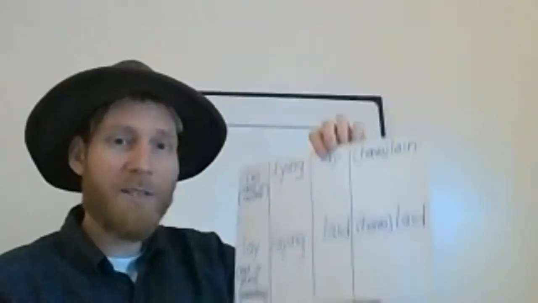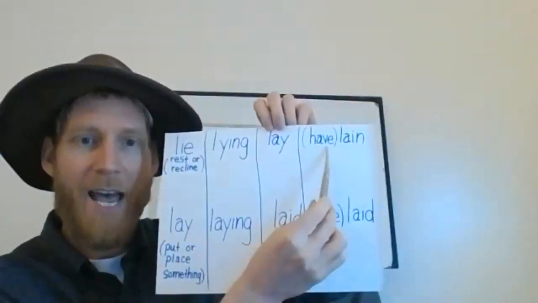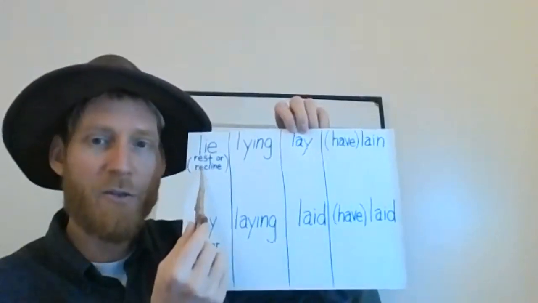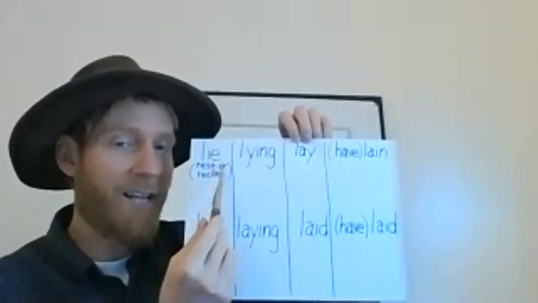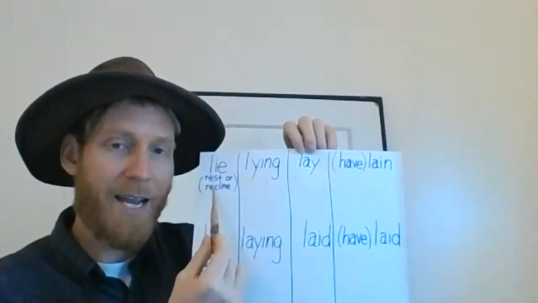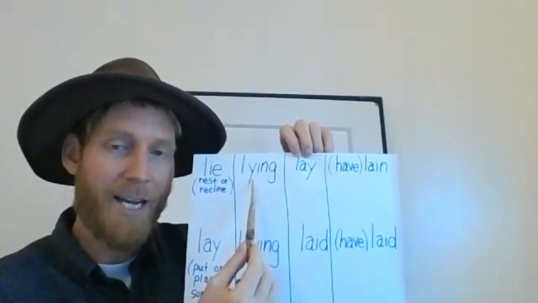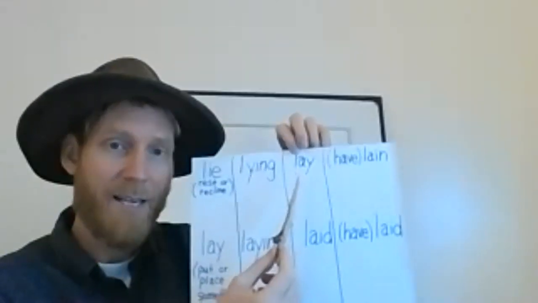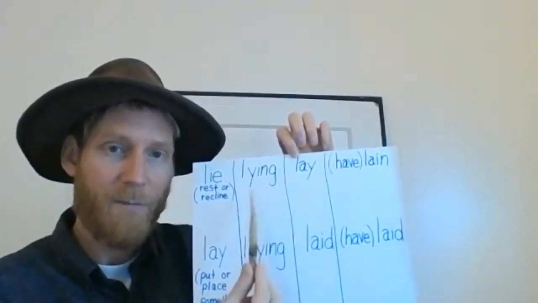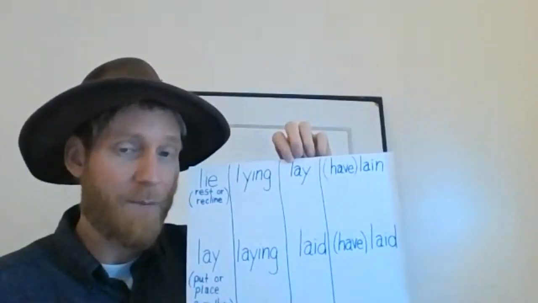These troublesome verbs: lie, lying, lay, have lain. This word lie means to rest or recline. Lie, lying, lay, have lain. I lie down when I go to bed. I am lying down, right? Yesterday I lay down for an hour. I did it in the past, it's lay. I have lain there many times before.